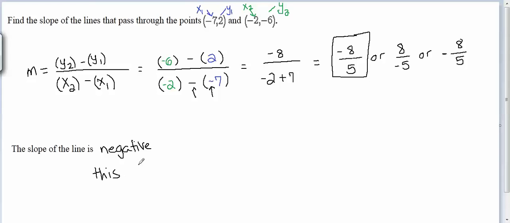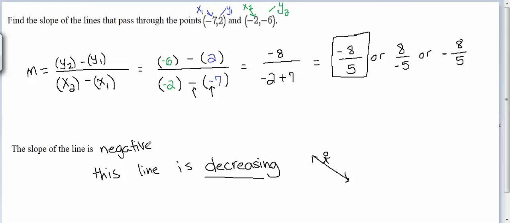If we were to sketch it out from left to right, it would look something like that. It would look downhill. If you were a person standing on that line, walking from left to right, you'd have to be walking downhill. So anytime we see a single negative sign in our slope, we know it's a decreasing line.